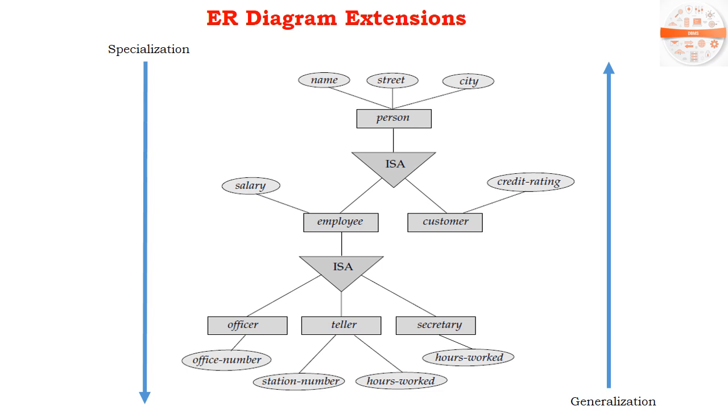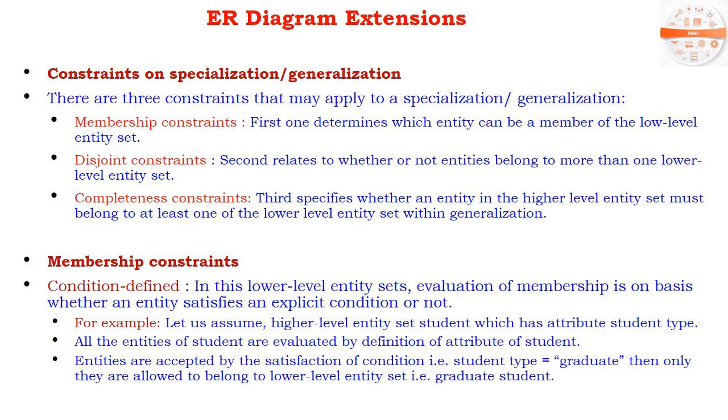What is meant by generalization? First, we identify the specialization, for example, officer, teller, security. Then, what is the common name for officer, teller, security? That is the employee. Again, for the employee and the customer, we identify the common name, for example, person. So this is the way we identify the generalization.